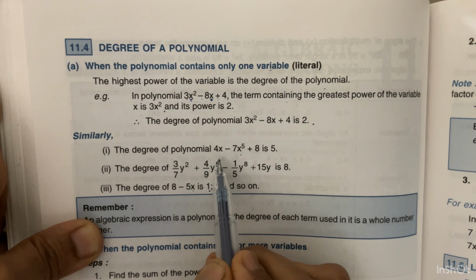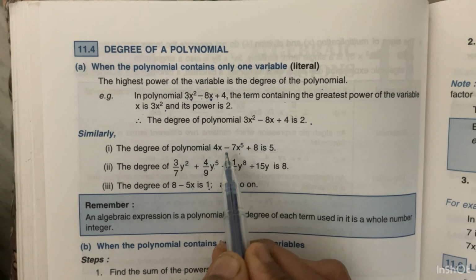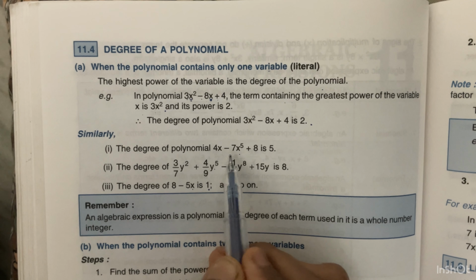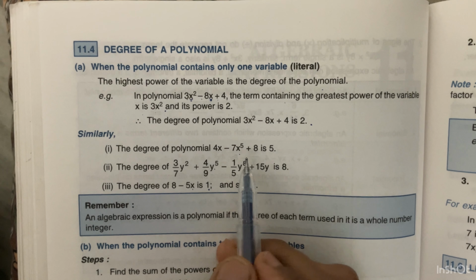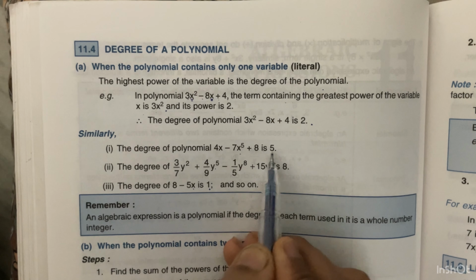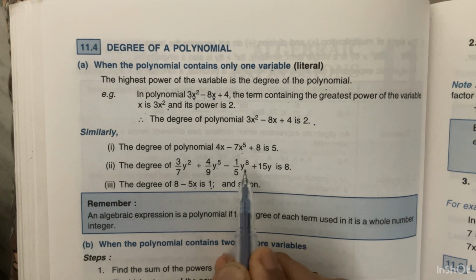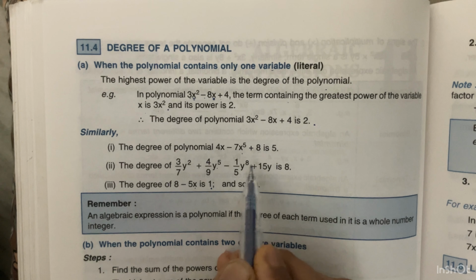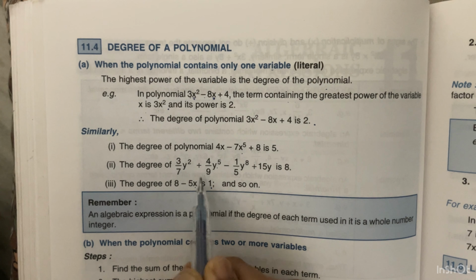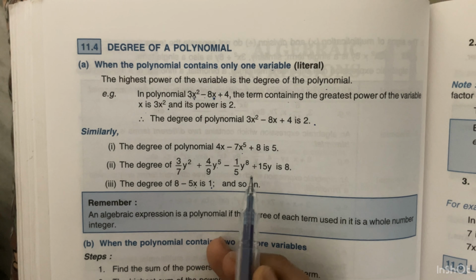Similarly here we have one polynomial, and as you can see it has only one kind of variable, and in this, which one has the greatest power? That is x raised to the power 5. Hence this degree is 5. Now in this question, y raised to the power 8. So this is the degree, and here 8 minus 5x, nothing is written, which means there will be 1 as the power.